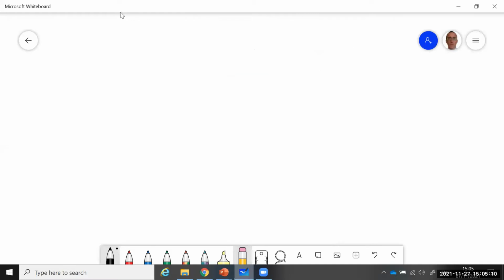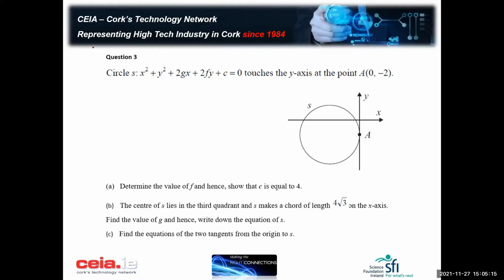So what I'll do is I'll go back to my whiteboard and I'll clear the canvas. So this is question 3, okay? The circle S, so it has a label S, and the equation of the circle is x squared plus y squared plus 2gx plus 2fy plus c equals 0, and that touches the y-axis at the point A, which is (0, -2). And it always helps in these, just take a look at the sketch, and again, just to identify, yes, I see A, yes, I kind of have an idea of where S is with respect to the x and y axes.